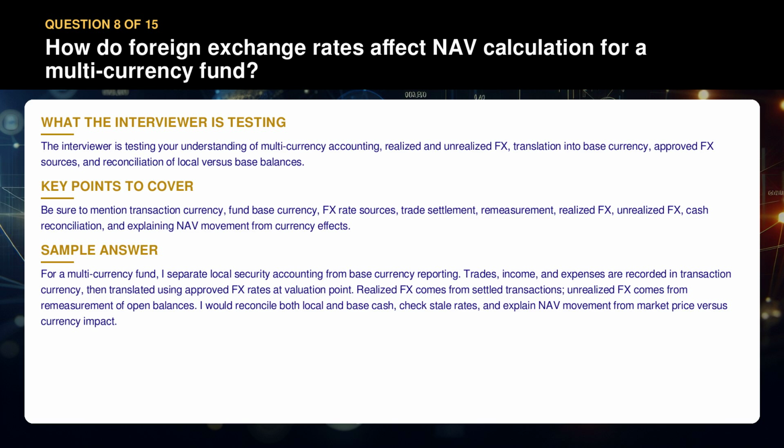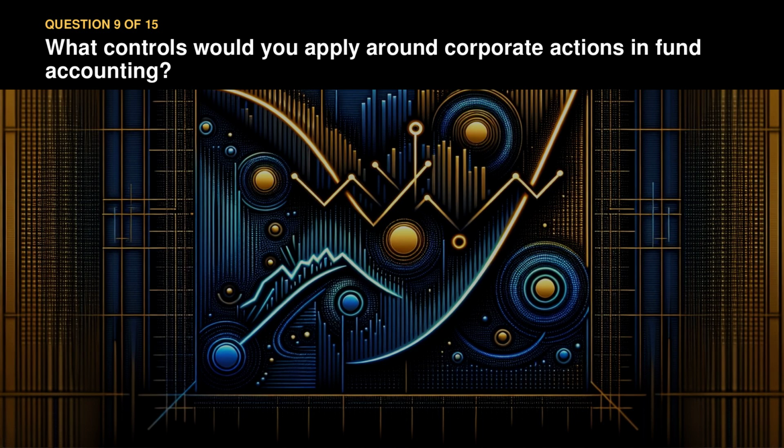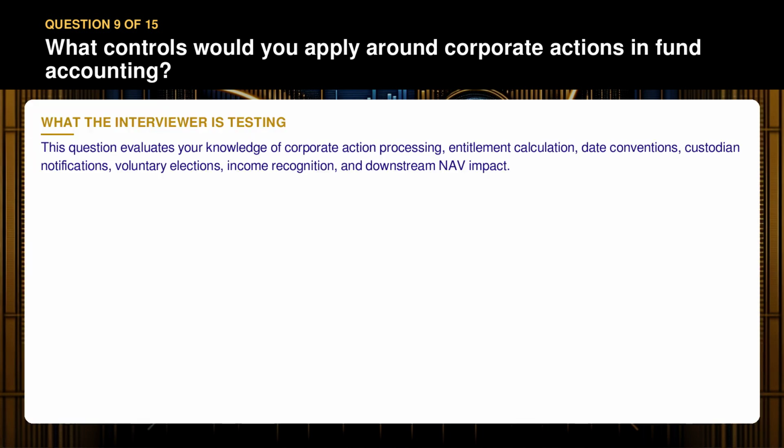Question 9. What controls would you apply around corporate actions in fund accounting? This question evaluates your knowledge of corporate action processing, entitlement calculation, date conventions, custodian notifications, voluntary elections, income recognition, and downstream NAV impact.